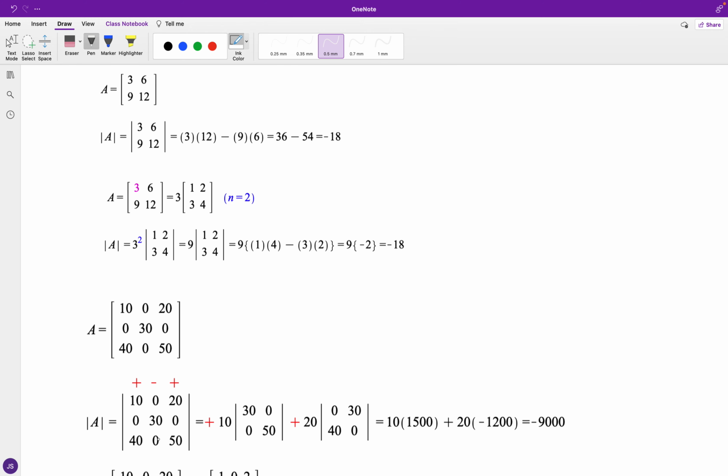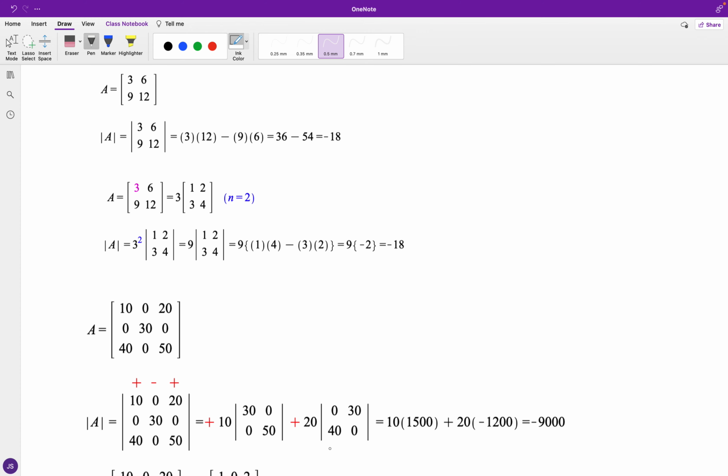So you have plus 10 times the minor of the first row, first column. So you have 10 times the determinant of 30, 0, 0, 50. In the middle, we got 0, which is negligible. Since we're interested in only the non-negligible terms, we skip over, and we have plus 20 times the minor of the first row, third column, where we have 20 times the 2 by 2 determinant, with 0 and 30 at the top, 40 and 0 on the bottom.